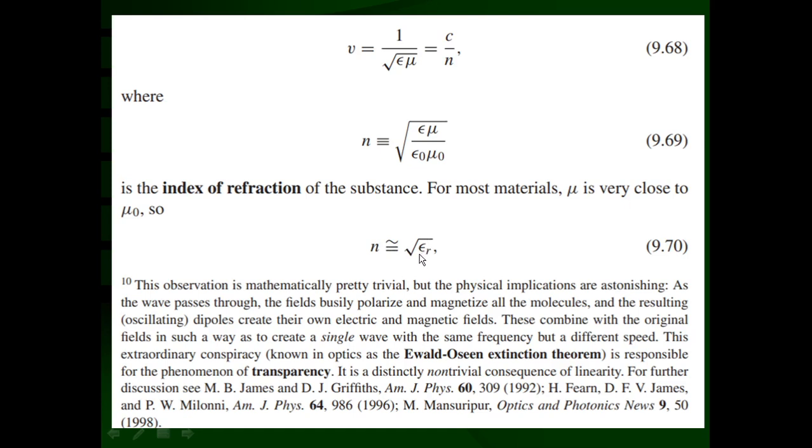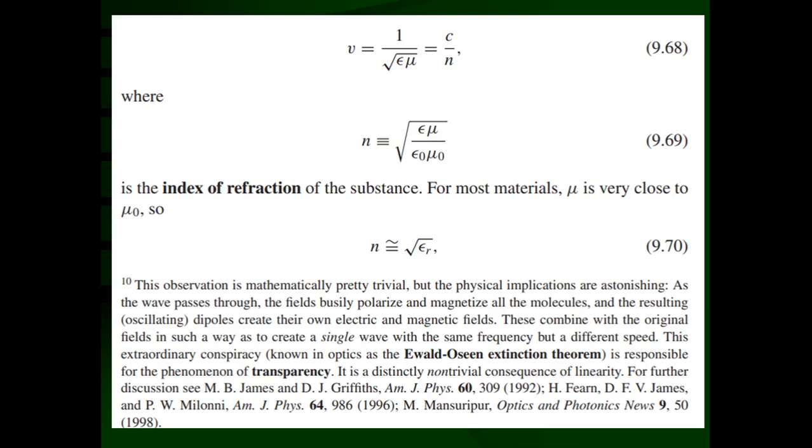We can say that at a particular frequency, this observation is mathematically pretty trivial. That means mathematically it is not giving anything, but the physical implications are astonishing. As the wave passes through, the field busily polarizes and magnetizes all molecules, and the resulting oscillating dipoles create their own electric and magnetic fields. This combines with the original fields in such a way as to create a single wave with the same frequency but with a different speed.